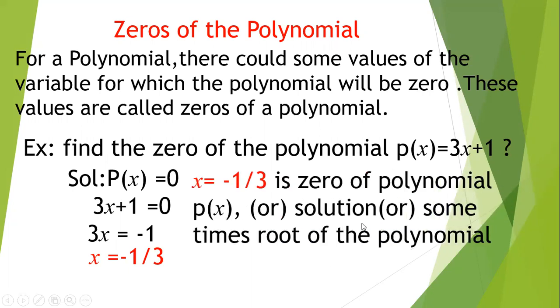X equal to minus 1 by 3 is the zero of the polynomial p of x, or sometimes it is also said to be the solution or root. So x equal to minus 1 by 3 is the zero of the polynomial p of x, or solution, or sometimes root of the polynomial. So you may call it a solution or root or zero, whatever you write.